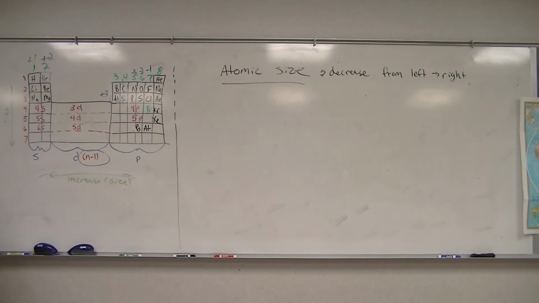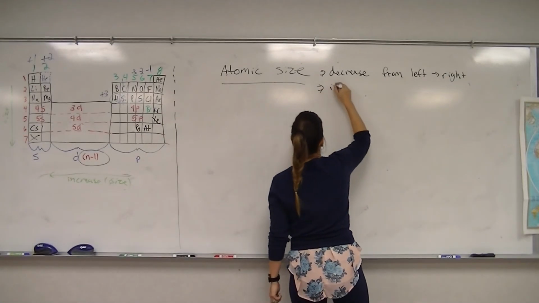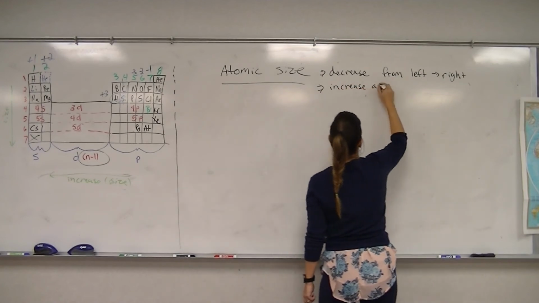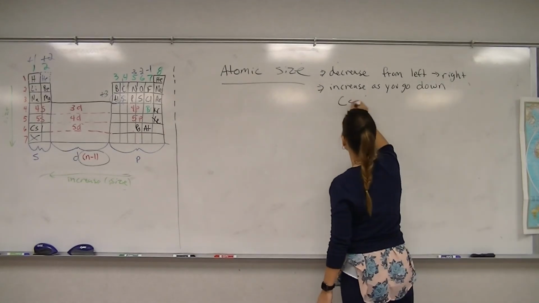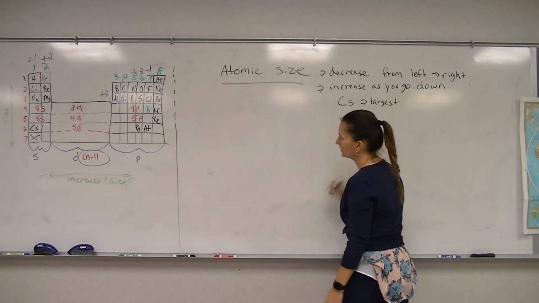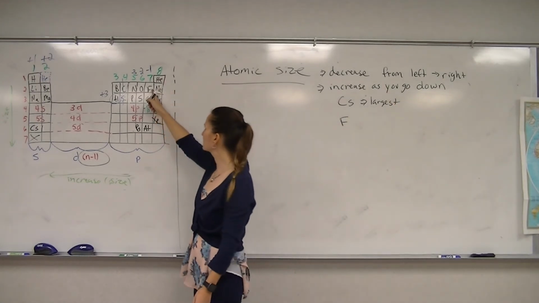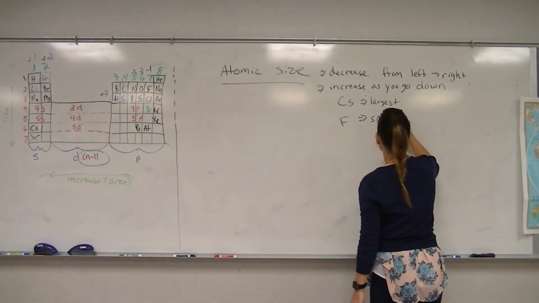So notice increasing as you go this way, increasing as you go down. So what is the largest atom on the periodic table? It's not francium because he's radioactive, but if he wasn't radioactive, it would be him. So it's actually cesium here. So cesium is the largest. And then fluorine, because we're not going to look at the noble gases, fluorine in this upper corner is going to be the smallest. So let's look at some of the reasons for this.